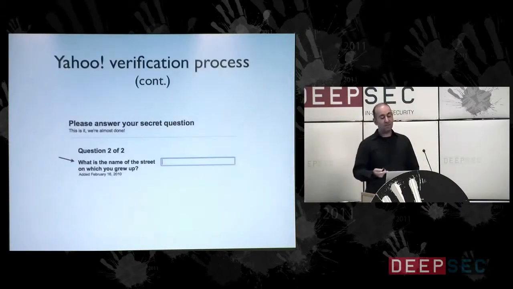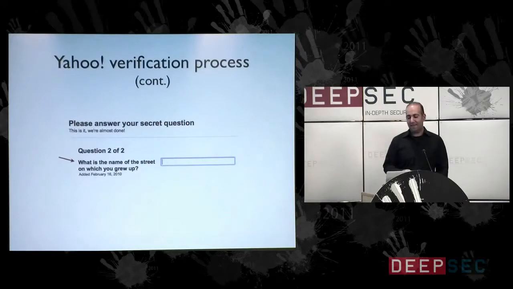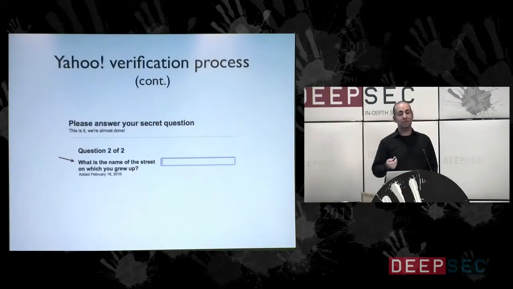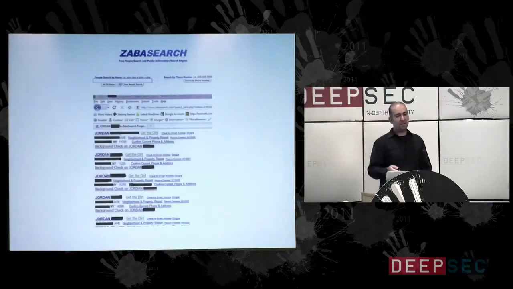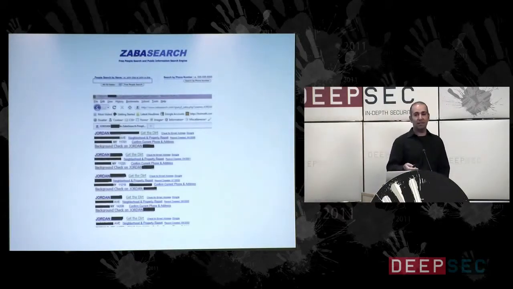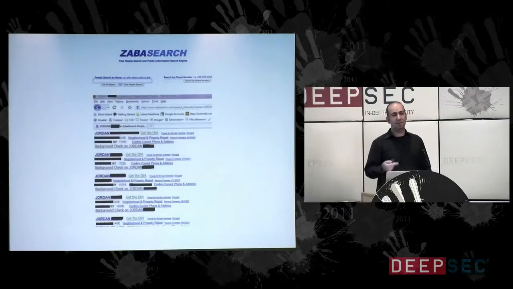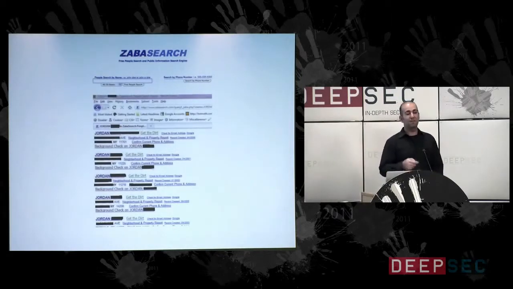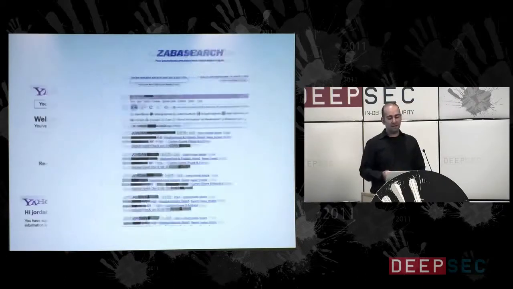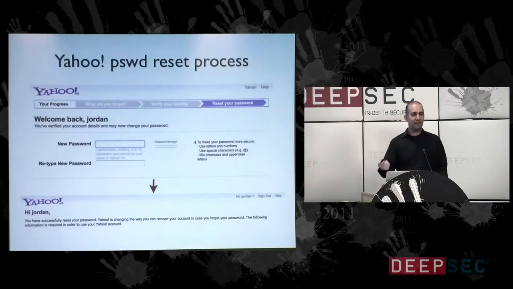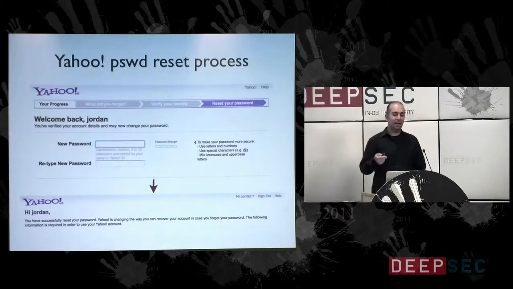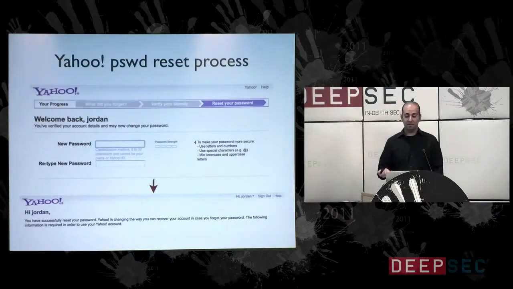The second question was, what street did he grow up in? I didn't know Jordan when he was a kid, so I had to go and do some research. In the States, we have this site called Zaba Search where you can put someone's name and you can get every address and phone number they ever had. It's a free people finder website. So again, after some trial and error, I guessed the right street name, and I was able to reset his username and password.